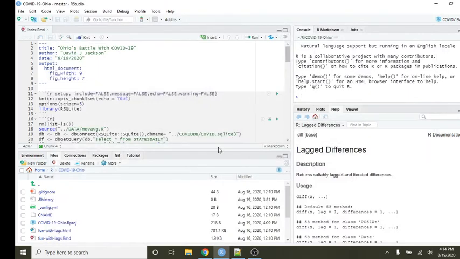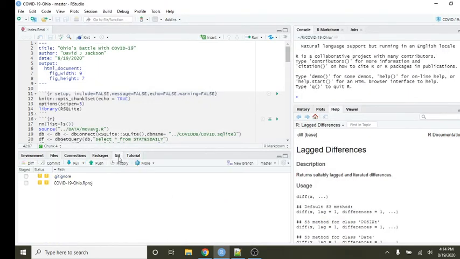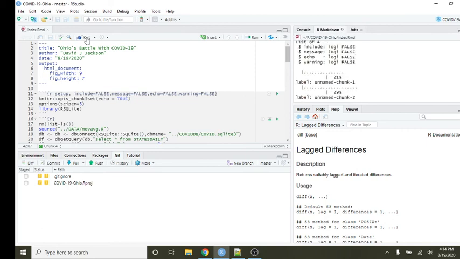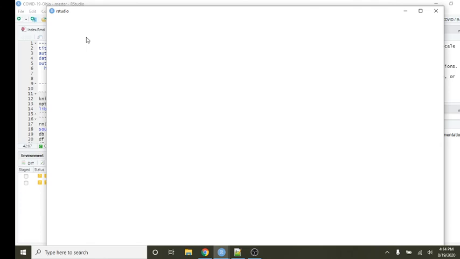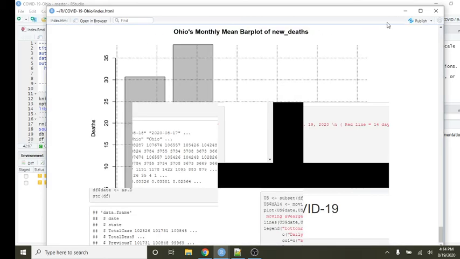So that takes it for today. That was the final report of the day for my daily COVID-19 reports. I'll just run the report from the top and then update the website.